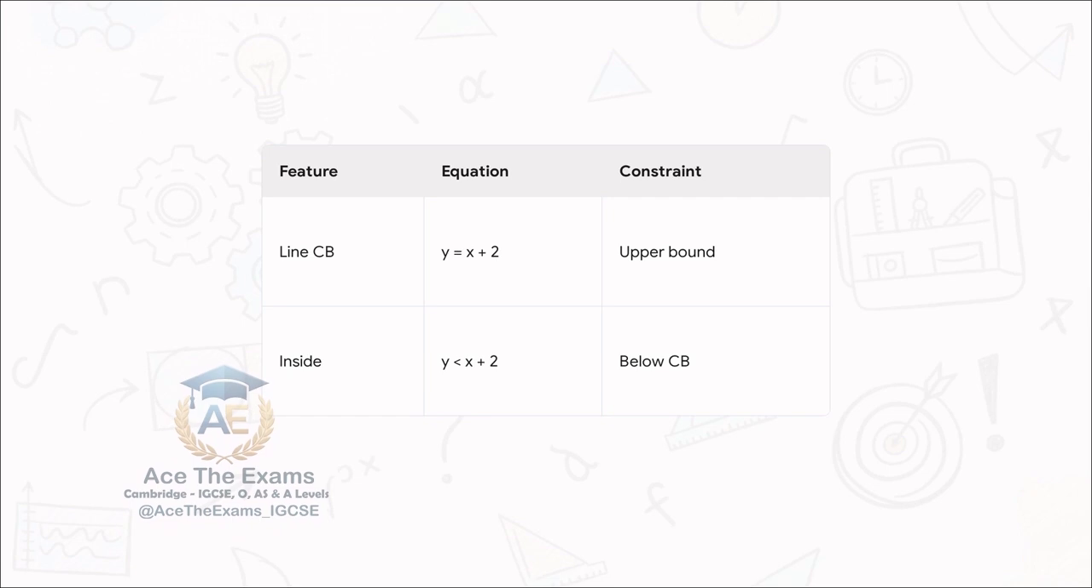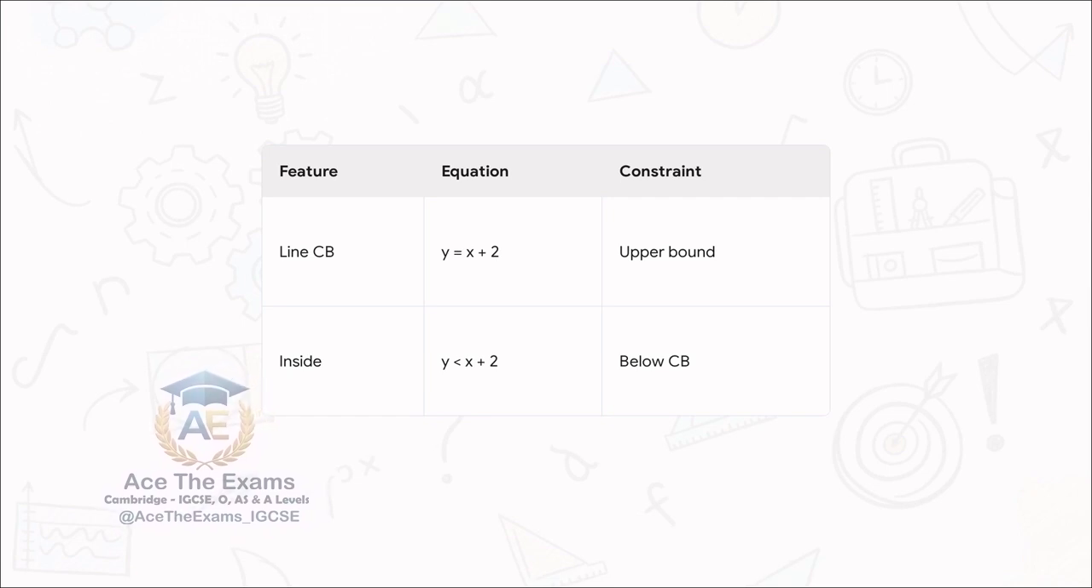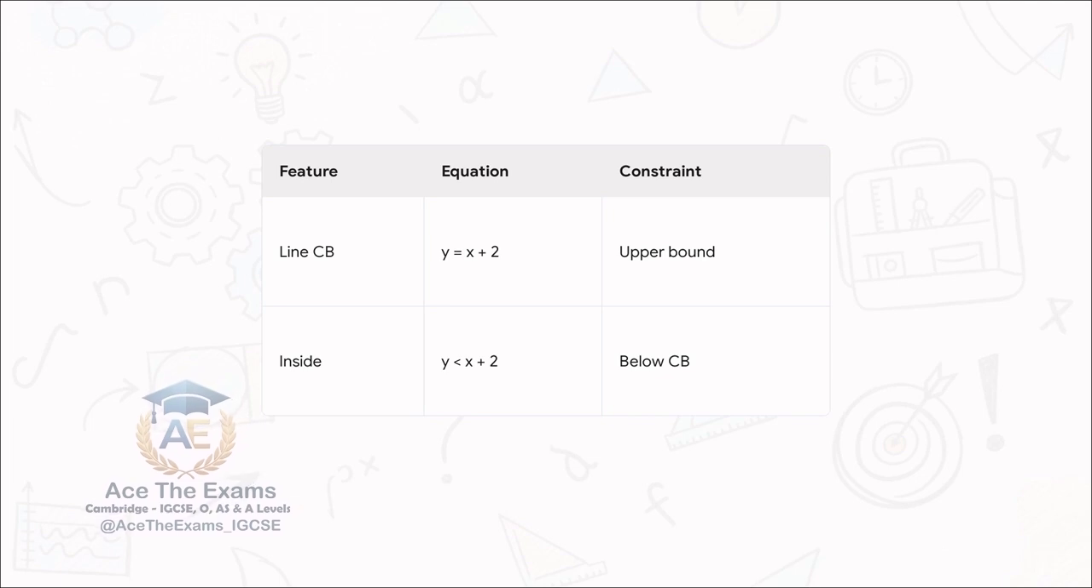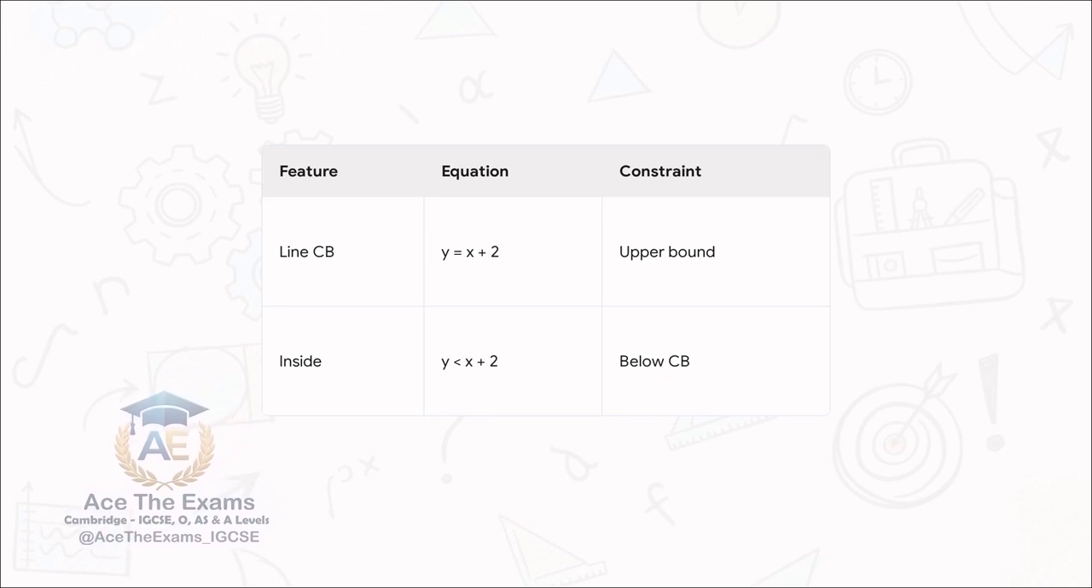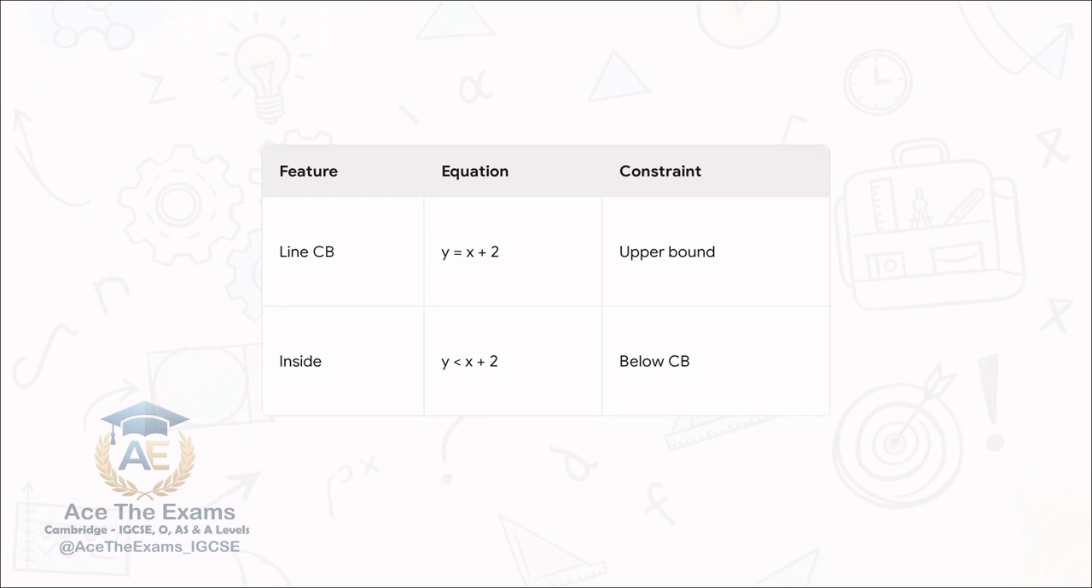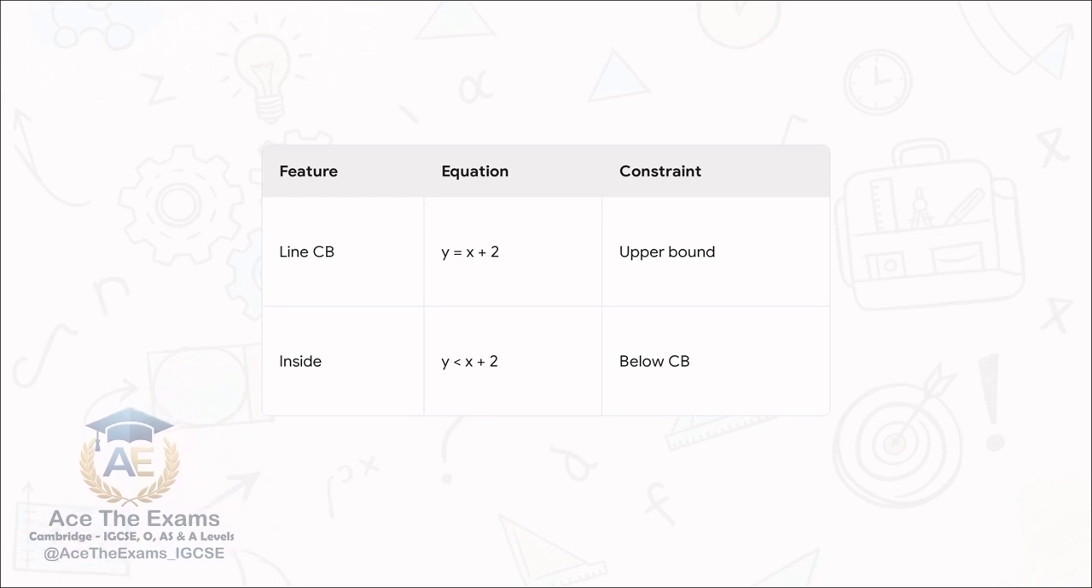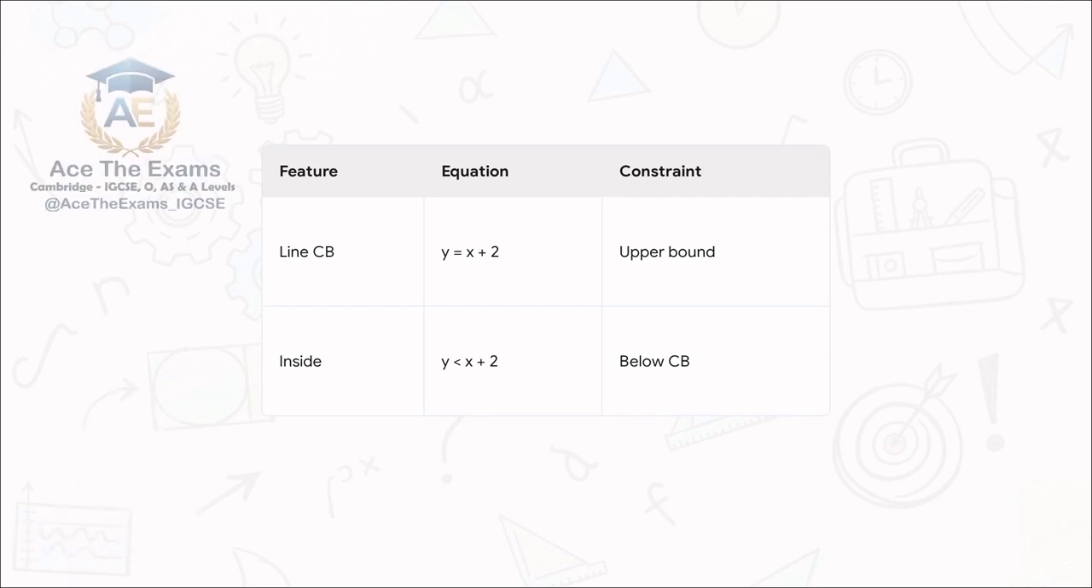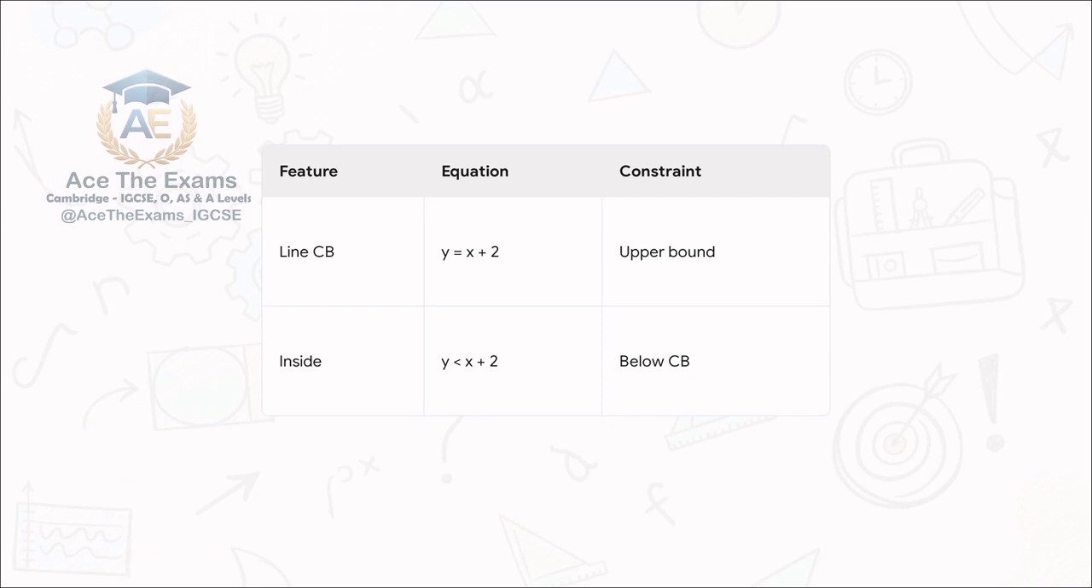Well, the shape is a parallelogram. That means the bottom line is parallel to the top line. If the top line has a gradient of 1, the bottom line also has a gradient of 1. Since it passes through the origin, its equation is simply y equals x. The region is above this line, so the inequality is y is greater than x. Add in your vertical boundaries on the left and right, and you've perfectly, flawlessly mapped the geometric space.